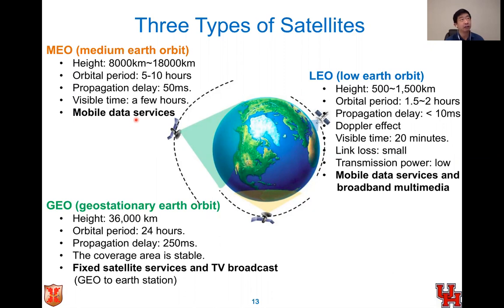And then it's fixed. For your DirecTV, you put the antenna, your satellite TV, you fix the location and then you get all this information. So they have their pros and cons. Pay attention to the delay, and also whether or not they are moving. So basically, they have different properties.